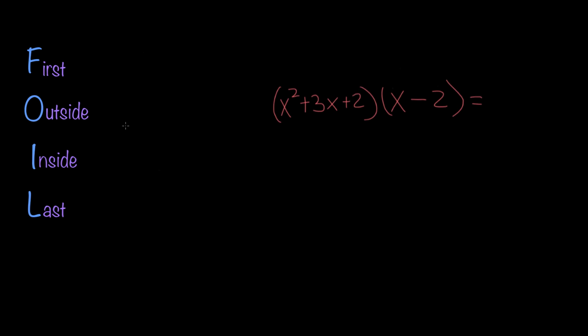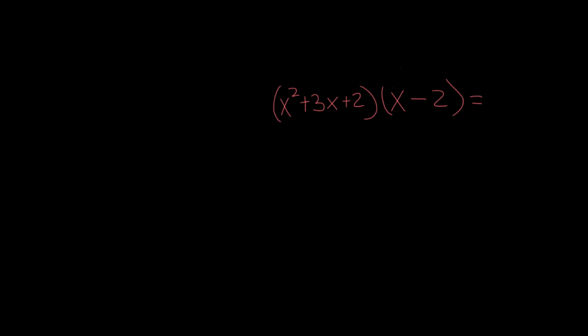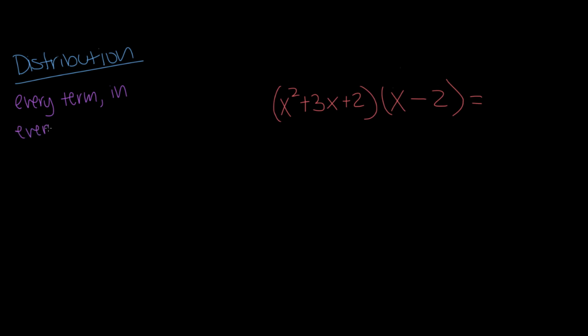So FOIL only works with binomials if you're multiplying a binomial with a binomial. So since we have a trinomial coming into play now, FOIL won't work. So if we can't use FOIL, what can we do? So there is a method that we like to use, which we call distribution. So basically, distribution is when you take every term in every polynomial and multiply them together.